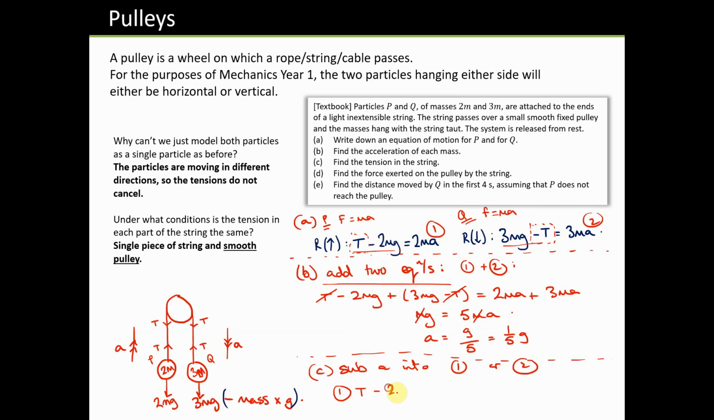So t minus 2mg equals 2m times a fifth g. Do a bit of solving with this. Not resolving, just solving. You're going to get t equals 12 over 5g. And I'll save you that step of algebra. Give it a go if you're not quite sure. Try and rearrange that, see if you get to 12 over 5g. So that's that part for C.